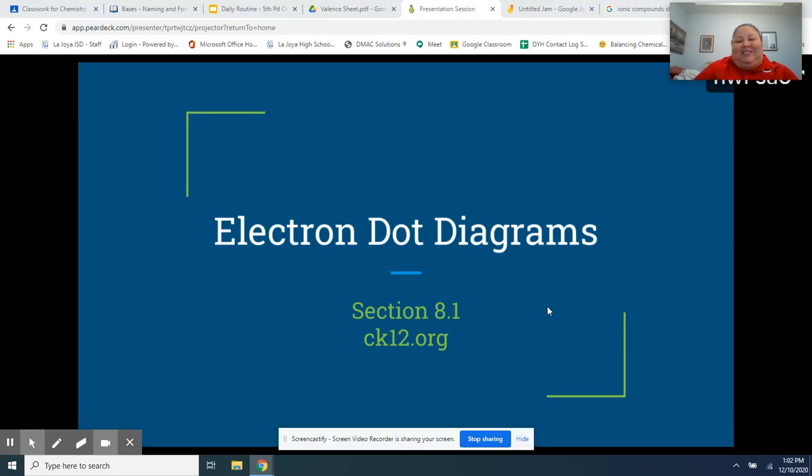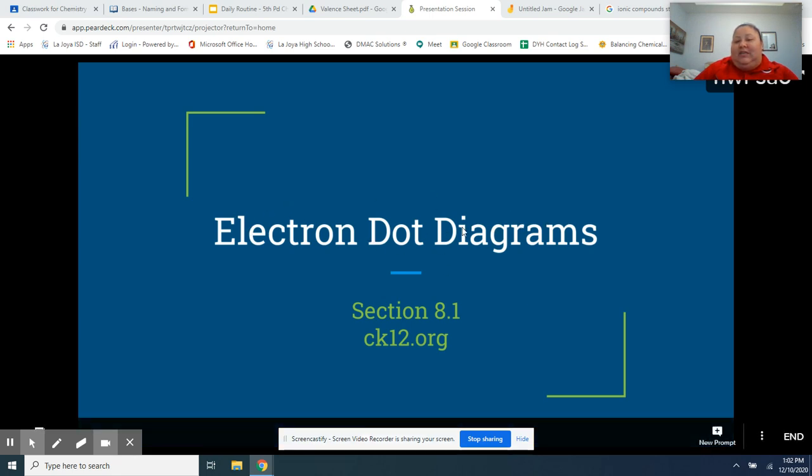Today we're going to start section 8.1, Electron Dot Diagrams. I'm only going to get to cover a couple of slides, so please bear with me.